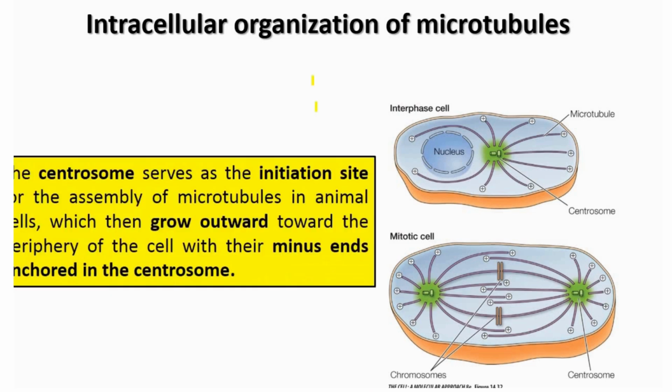The centrosome also serves as an initiation site for the assembly of microtubules in animal cells, which then grow outward towards the periphery of the cell with the minus ends still anchored in the centrosome. You don't see the minus ends. Why? Because most of the minus ends overlap with the area where the centriole or centrosome is located.